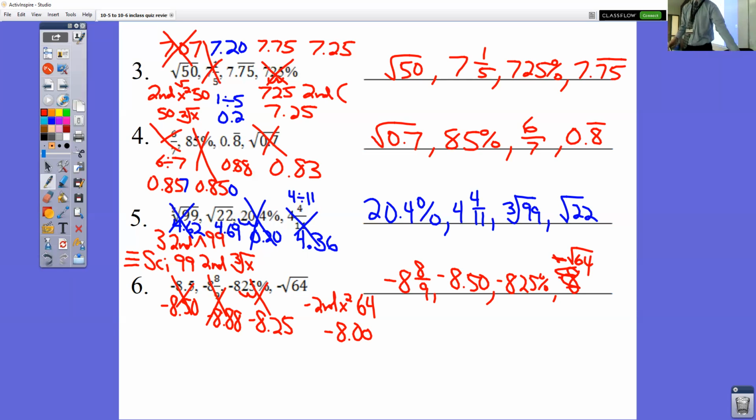So that is exactly what your 6 quiz questions look like. It's exactly what your homework questions today look like. All that you have to do is change them into decimals and then put them in order from least to greatest.